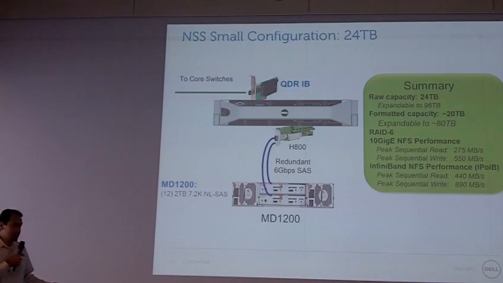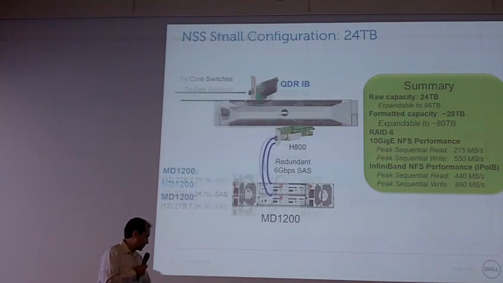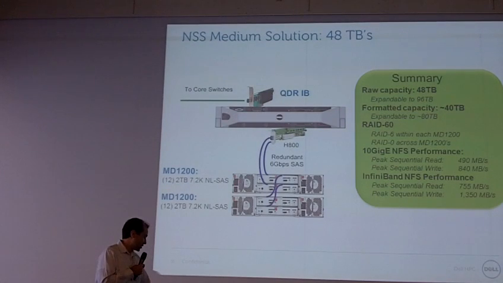So this is more details about specific configurations. This is the small configuration that we have. MD1200 with 12 2-terabyte drives, therefore 24 terabytes raw, 20 terabytes usable space. And these were the peak read-write bandwidths that we have seen. I'm going to move over these quickly because we have more detailed performance charts coming up.